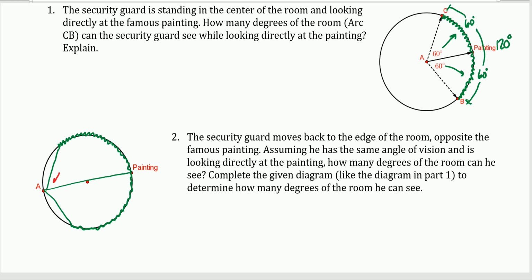Well, if this is 60 degrees and it's an inscribed angle, it's pulled back to the edge, then he must be able to see 120 degrees on this side. And this is also 60, which means he can see 120 degrees on this side. So the total viewing angle for this security guard will be 240 degrees. We're going to use this again coming up in a few.